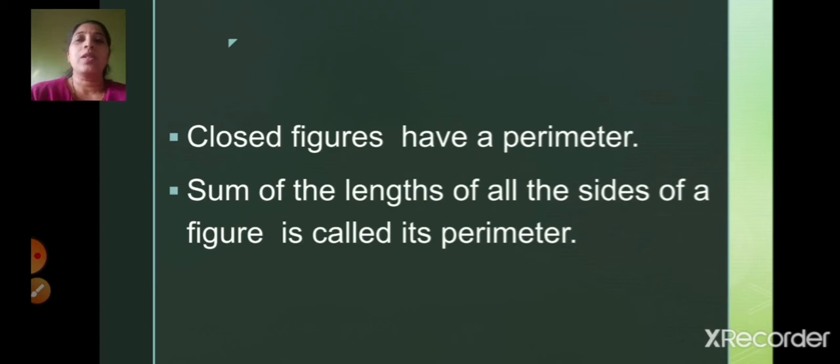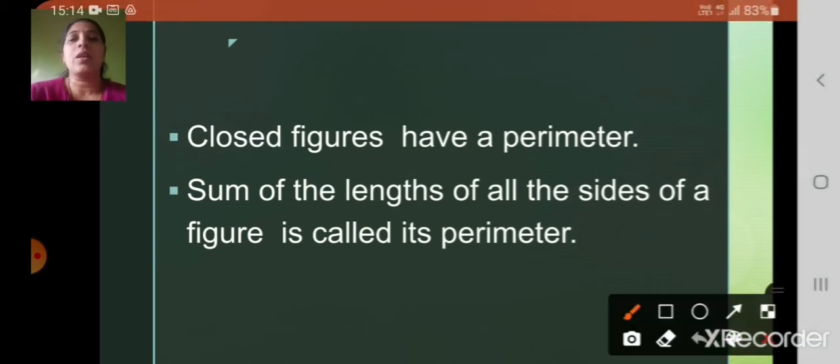Closed figures, children, are those which are connected to each other, right? So there is no opening. All the four sides or whatever sides are there, not only four sides, all the sides should be connected to each other. If you take the example of rectangle, square, triangle, circle, all these are closed figures.